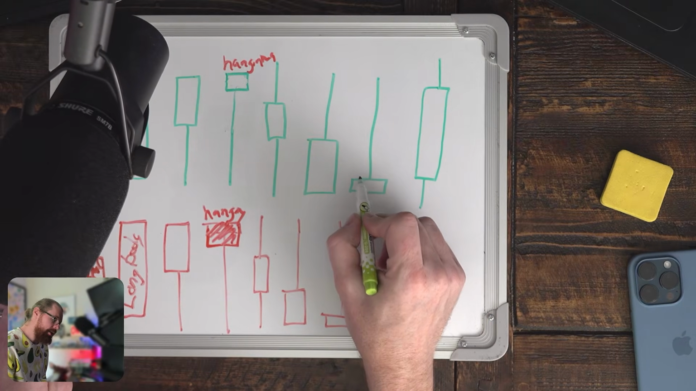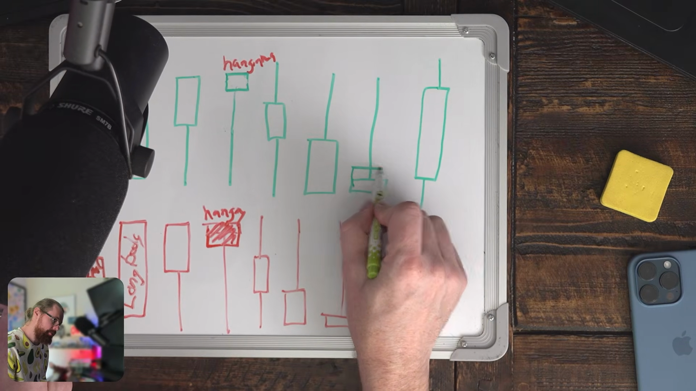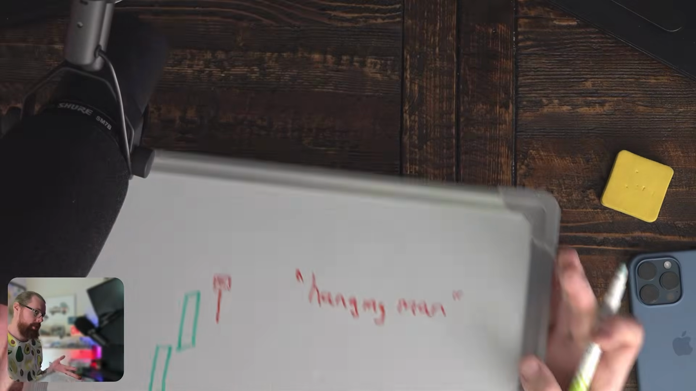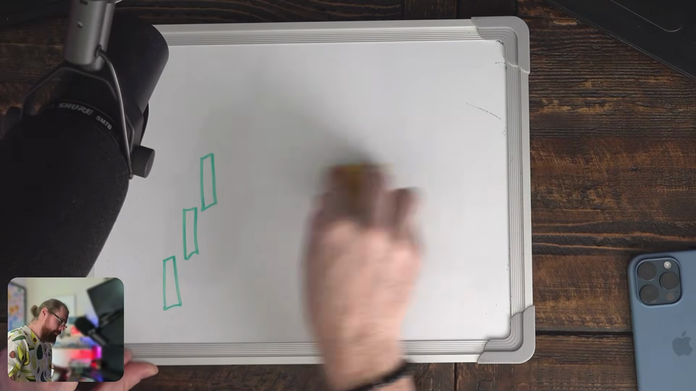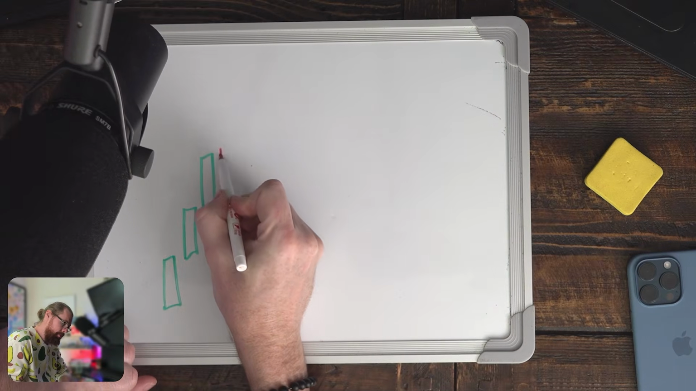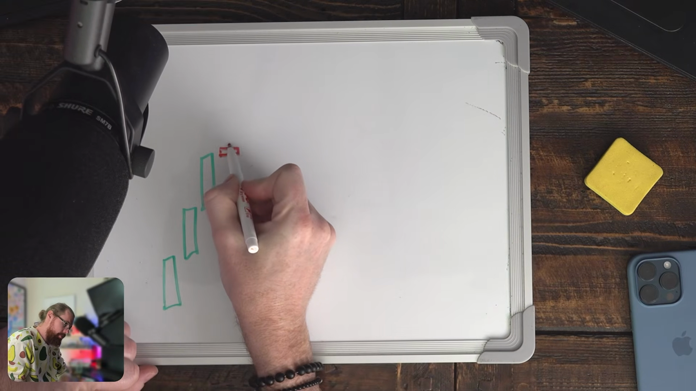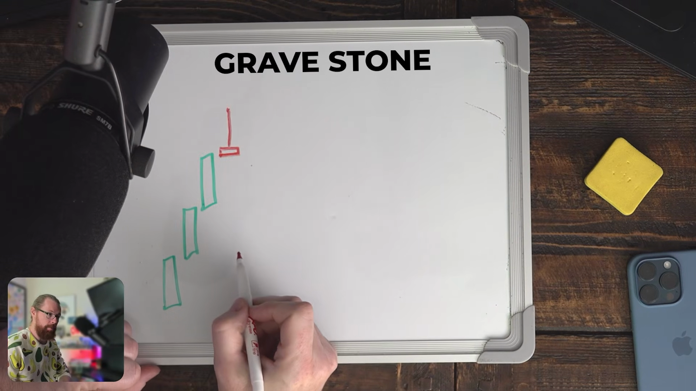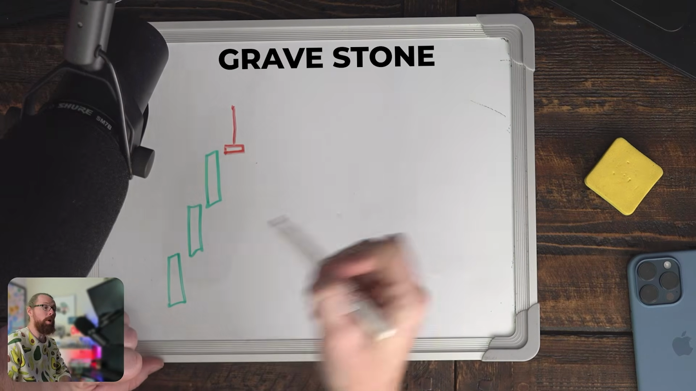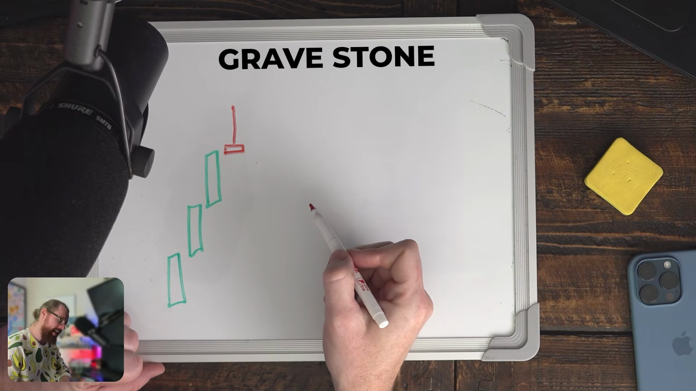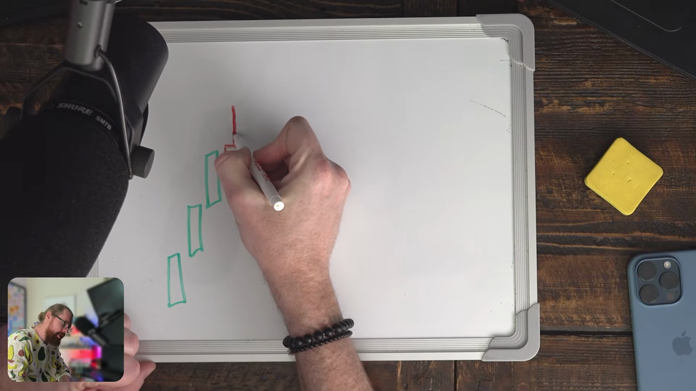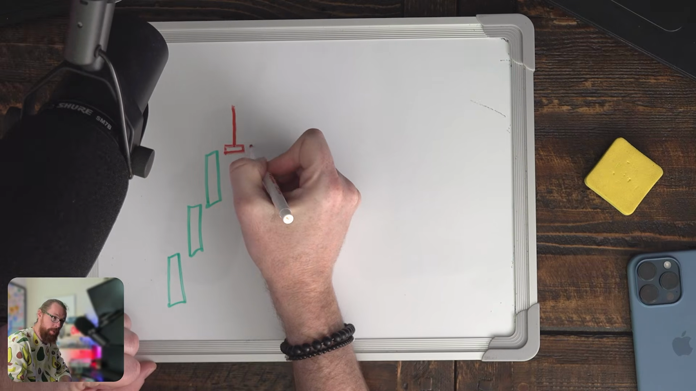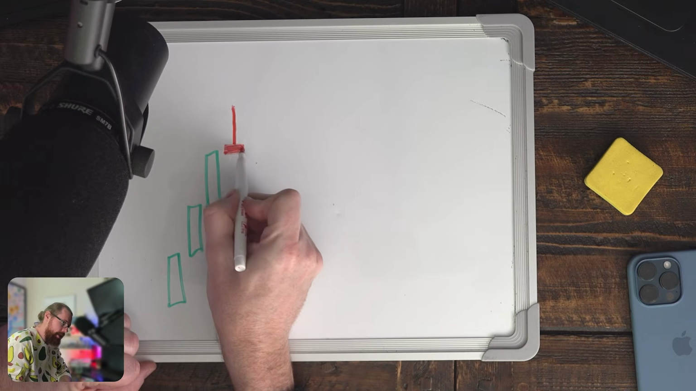However, this candle right here is called a gravestone. So if we flip this like this, that is called a gravestone. And that is an even worse candle to see in this context because you've got all these candles coming up and then you have this big bearish upper candle wick and this small body right here.